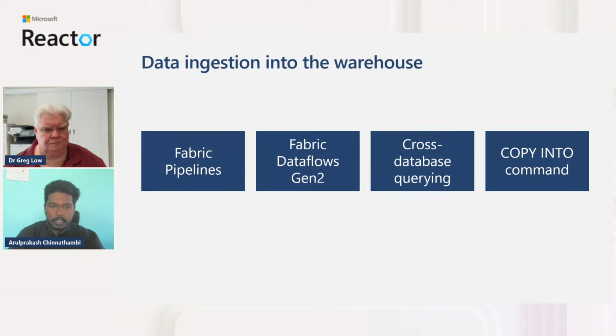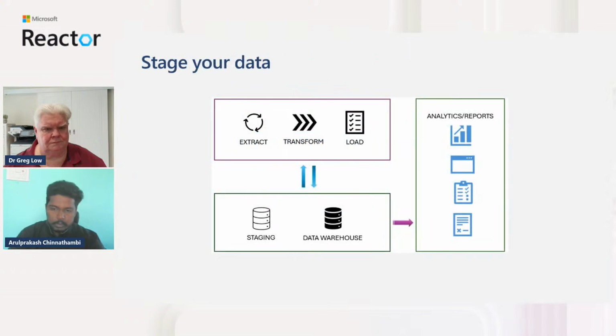Whoever is flexible with their processes can use it. For example, Fabric pipelines will be useful for whoever is familiar with ADF, and Fabric data flows for whoever is not familiar with a high level of coding, but still can transform the data using Dataflow Gen 2, which is a visual interface facility. Cross database querying will be helpful for people who are familiar with SQL, and the COPY INTO command also will be helpful for people who are familiar with SQL. So we can use these ingestion steps into the warehouse.